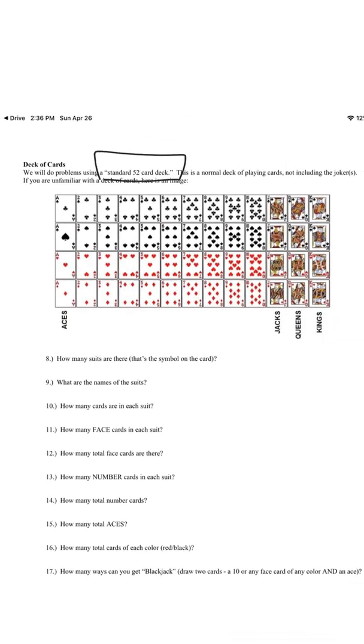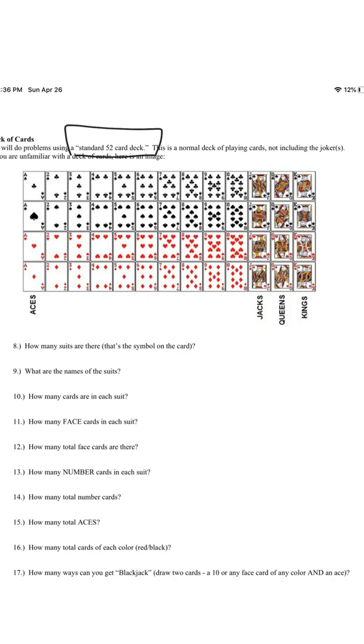And if you're familiar with a deck of cards, we have an ace, a 2, a 3, 4, 5, 6, 7, 8, 9, 10, jack, queen, king, of a spade, a club, a heart, and a diamond. All right? So you are going to answer these questions based off of the deck of cards.